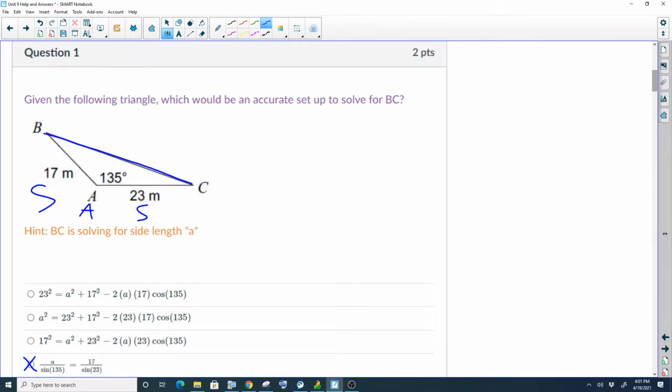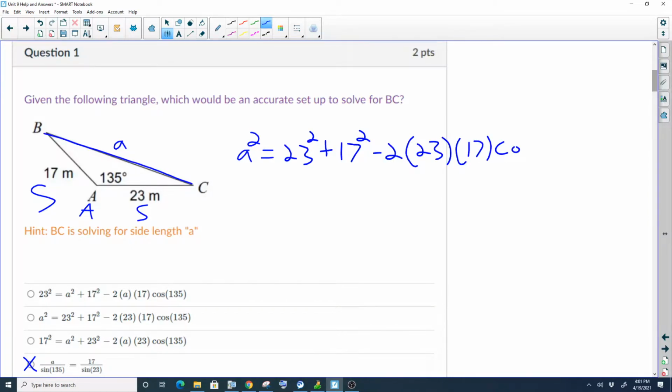And so the law of cosines, across from big A is little a. So we would use our formula: a squared is equal to the other two sides squared and added. So 23 squared plus 17 squared, or you can switch that order if you need to. Minus 2 times 23 times 17, and then cosine of the angle between those sides, which is 135. Nice. So let's see which one that is. Looking like this is going to be a decent one right here. So that's going to be that answer on the practice test.